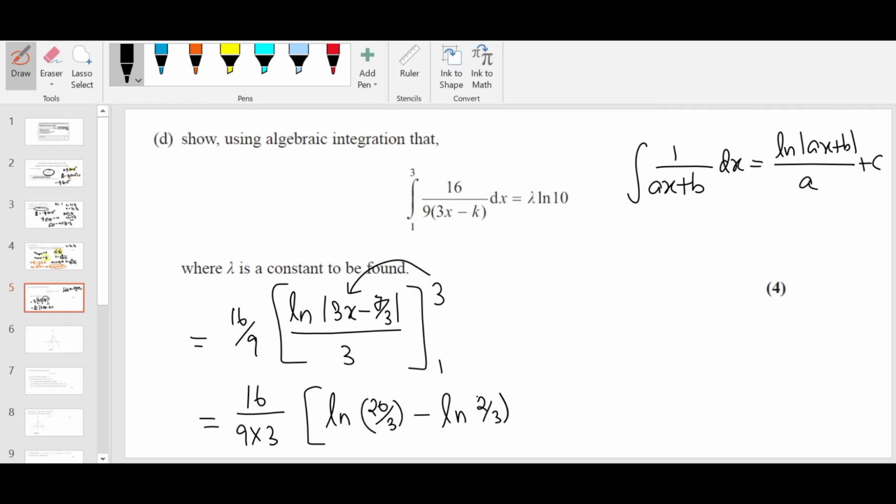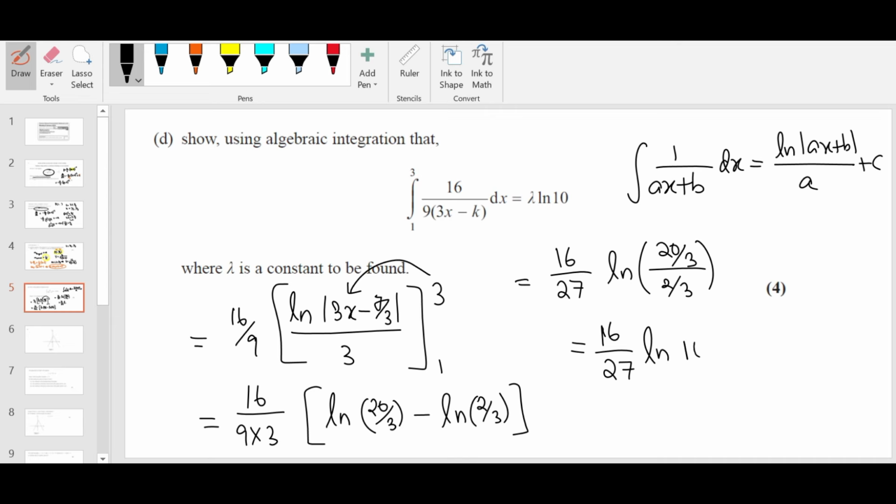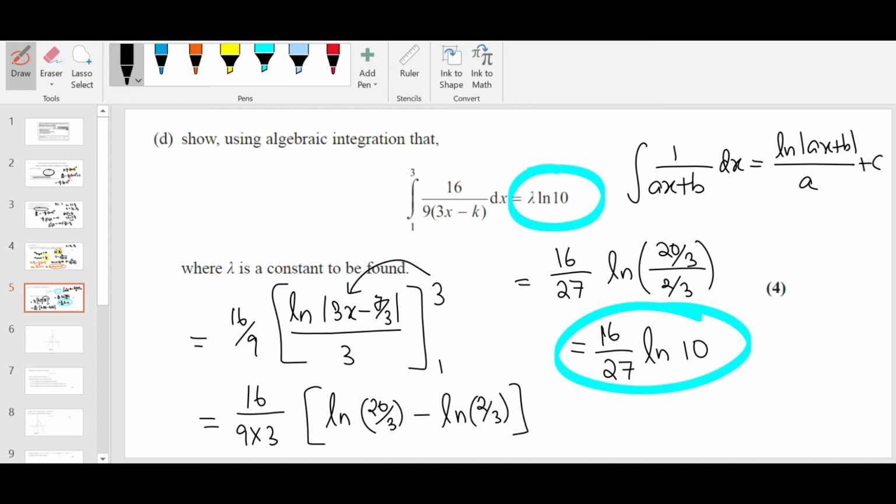is 2/3. And we know the laws of logarithm. We can write it as 16/27. ln a minus ln b is ln a over b. So the 3s will be cancelled. 20/2 is ln 10. 16/27 ln 10. This looks exactly like this, where lambda is equal to 16/27. That's all. 4 more questions.